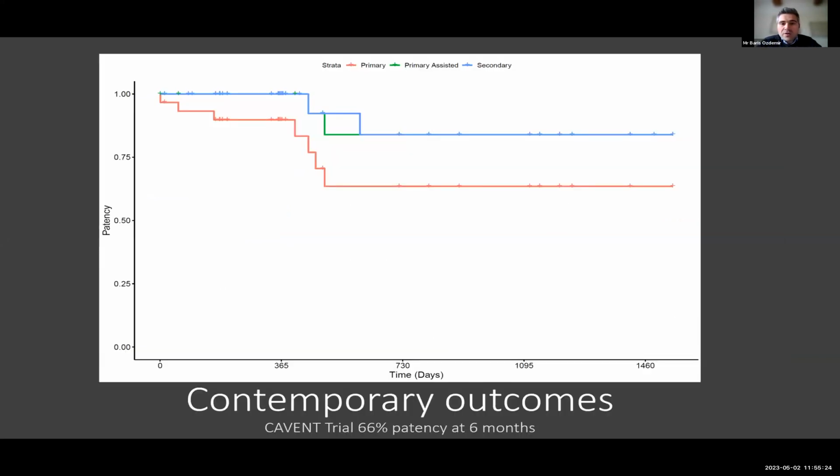I wanted to just show this graph. This is actually the North Bristol outcomes for this intervention. The y-axis on the left is patency, with 1 representing 100% patency and 0 no patency. The 3 lines that you can see, the red, the green, and the blue, the red line represents we do the intervention, and patency if we don't do anything else. So 2/3 of patients would maintain their patency that way.